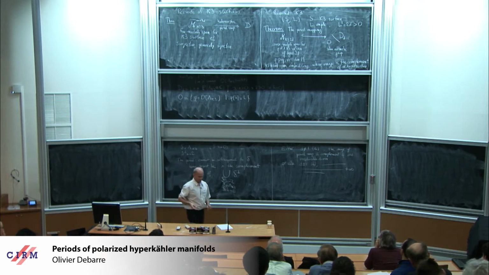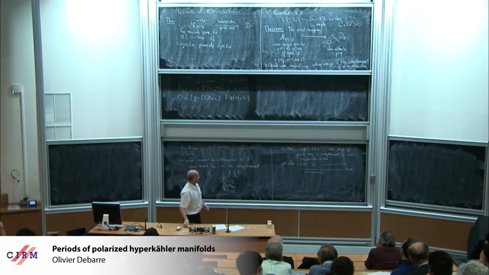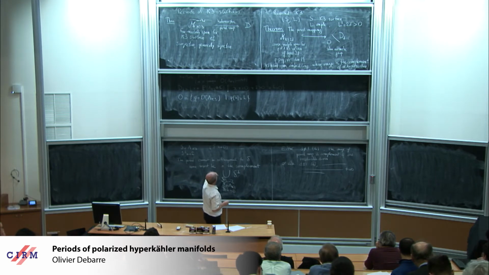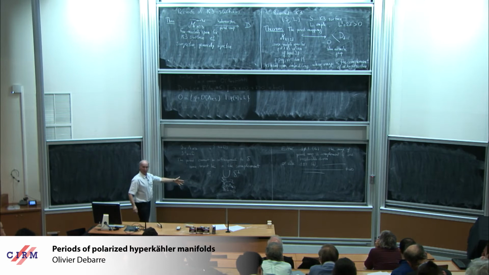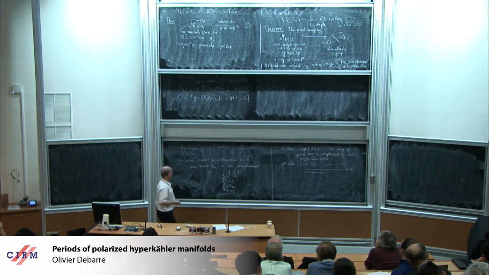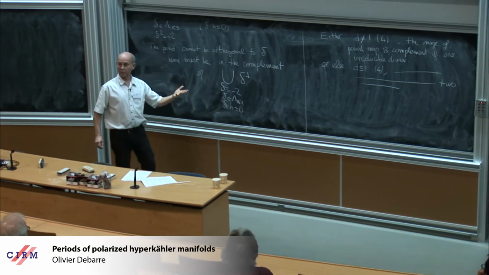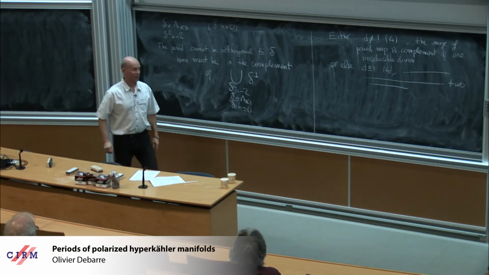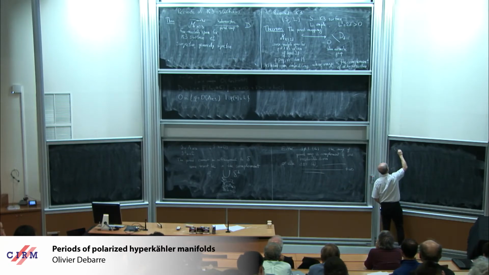So what I want to explain today is what happens in higher dimensions. And maybe I can explain how you prove this theorem here. So here I've explained that the image is contained in the complement of this thing here. And so what's missing is to prove that if you take an element outside of this, then it is the period of a polarized K3. So let me try to explain the steps of the proof.